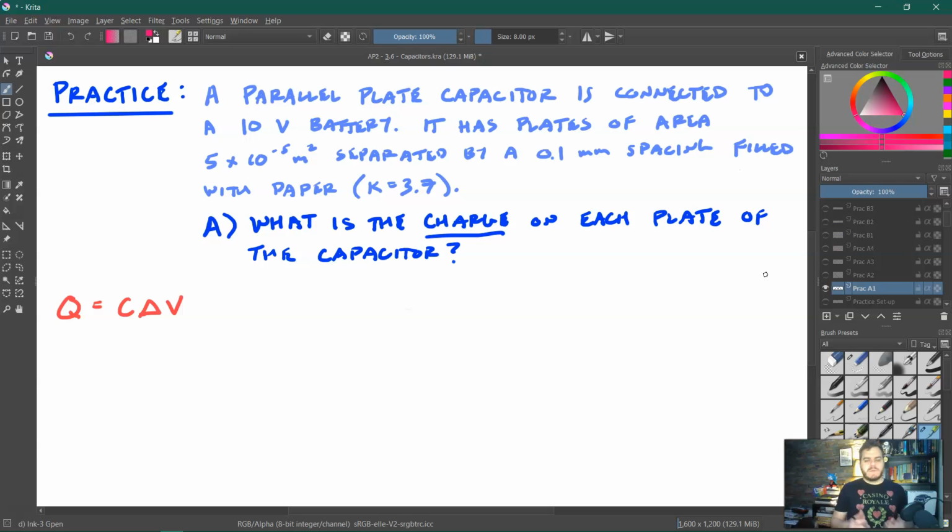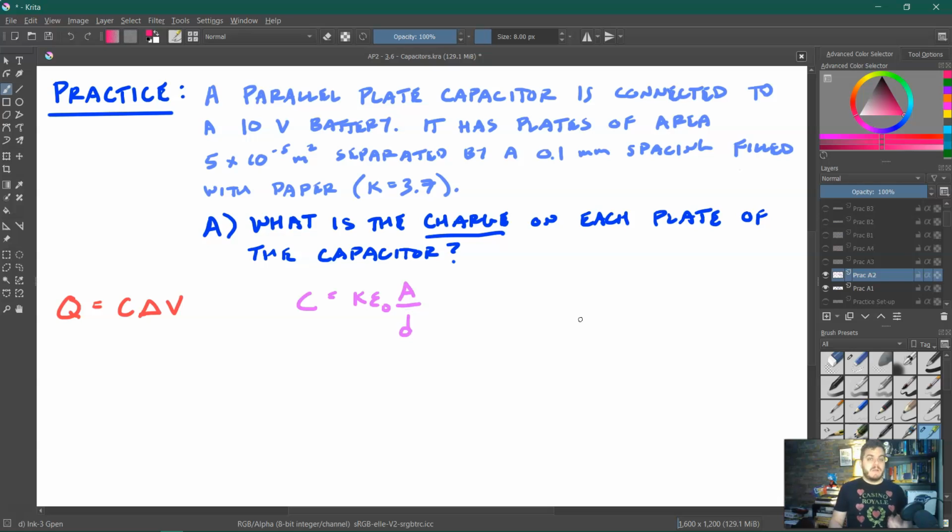Well, if we want to do the first question, what is the charge on each plate of the capacitor, we're going to want to use the equation Q is equal to C delta V. But there's a thing here. We have the voltage, which is 10 volts. We weren't given the capacitance. So we're going to have to solve for that capacitance.